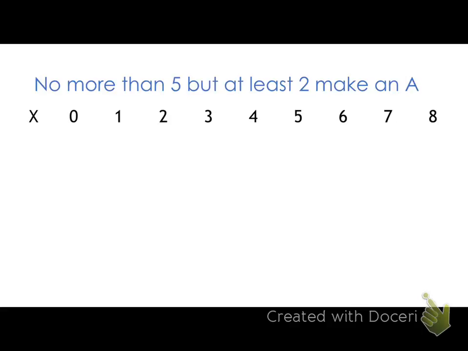All right, so for this one it says no more than 5, but at least 2. So I want to include 2, 3, 4, and 5. So my probability statement for that would be the probability of 2 is less than or equal to x is less than or equal to 5. So you could do a couple things. You could add the binomial PDF of 2, 3, 4, and 5.